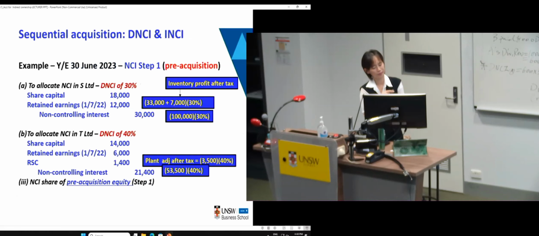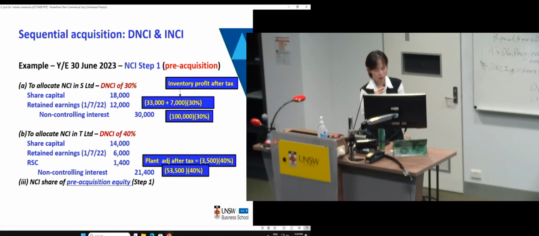All right, now let's move on to the NCI entries. Now start with step one. Right? What is step one? We need to allocate the subsidiaries' pre-acquisition equity proportionally to NCI.